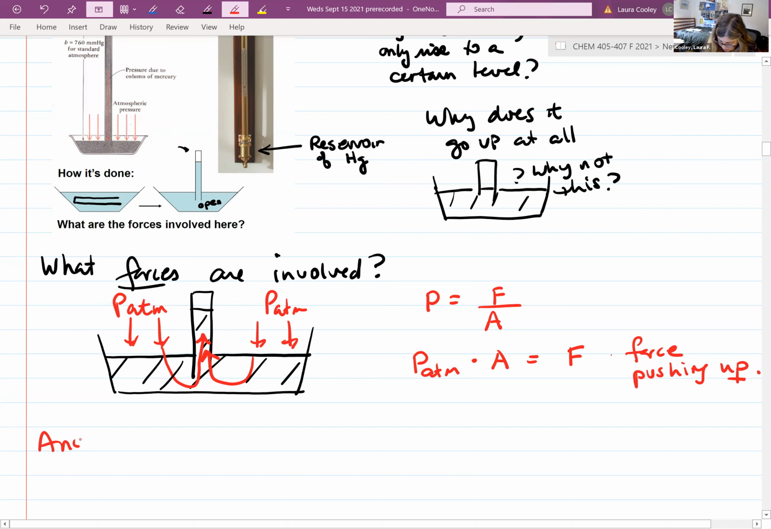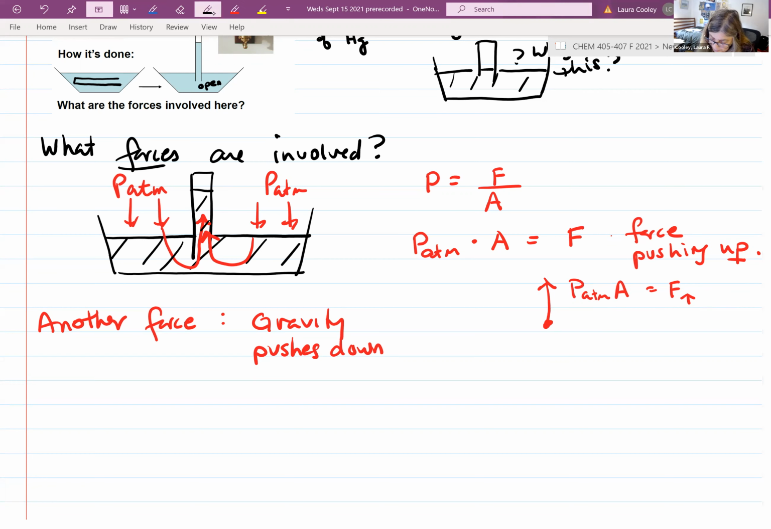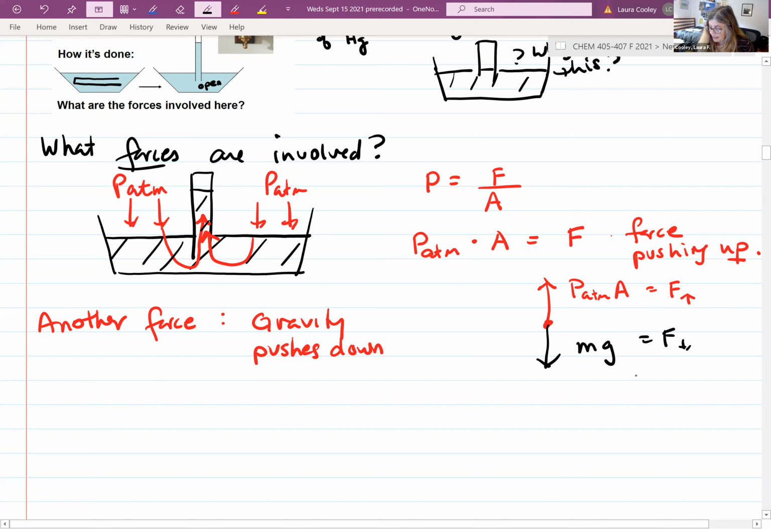But there's another force that's at work here. And that other force is gravity, which is going to push down. So if I draw a force diagram, I'm going to have the force going up, which I'm just going to call P_atm times A. That's the force up. And then, just put a little arrow here. And then going down, I have mg, which is the force going down.